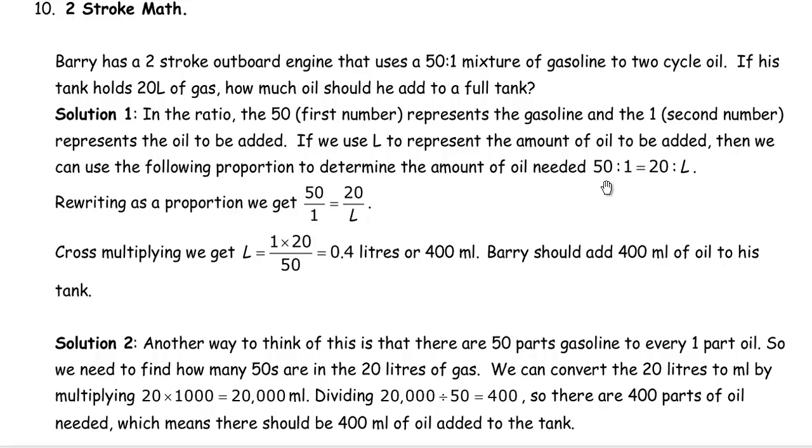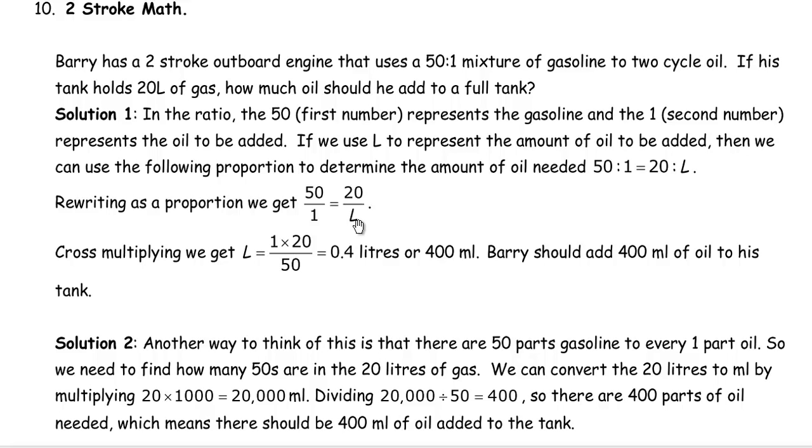So remember, it goes gas to oil in both cases. So 50 parts gasoline to 1 part oil. The 20 is the 20 liters of gas in his tank, and L represents the amount of oil we're supposed to put in that 20 liters. So gas to oil, gas to oil. Now we can rewrite this as 50 over 1 equals 20 over L, and we can cross multiply to solve for L.